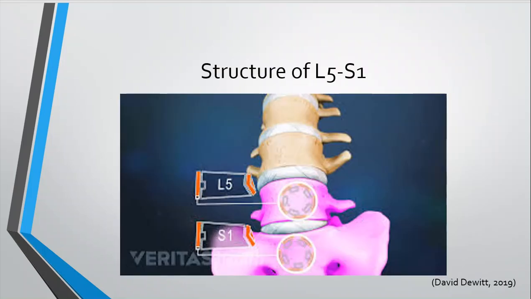Since the L5-S1 has two vertebrae involved, let's discuss the structures. The L5 includes the vertebral body in the front with an arch in the back. This arch has a spinous process in the middle, and both sides include transverse processes. These are there to attach ligaments to.